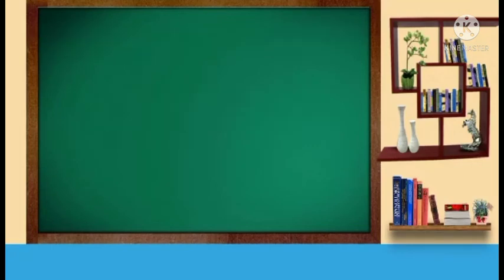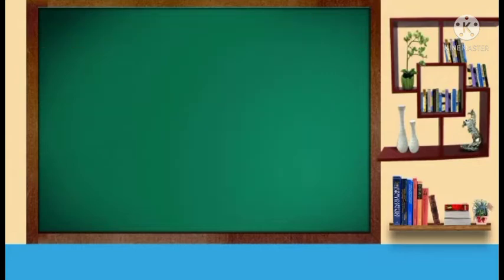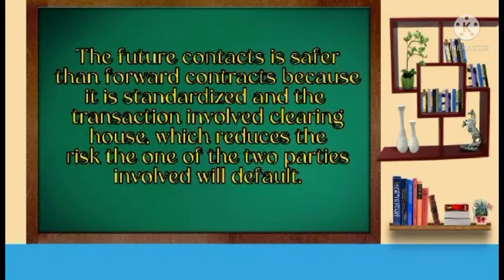So futures and forward contracts are similar in the following ways. First, both are agreements to buy or sell something in the future. Second, both allow both sides of the trade to lock down the prices. And lastly, both help to mitigate risk and losses from price fluctuation. The futures contract is safer than forward contracts because it is standardized and the transaction involves a clearinghouse, which reduces the risk that one of the two parties involved will default.